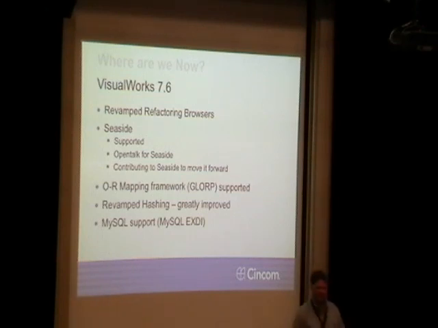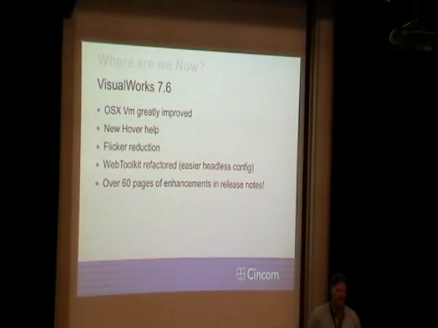So what's in VisualWorks 7.6? What are just a few new things that were in it? We significantly revamped the refactoring browsers. There's 2 open source frameworks which we now support officially in the product, and those are of course Seaside and the OR mapping framework called Glorp. Andres' work in hashing is in VisualWorks 7.6, so that's a great improvement. There's MySQL support. Our OSX VM is significantly improved, and we have more improvements coming for that.